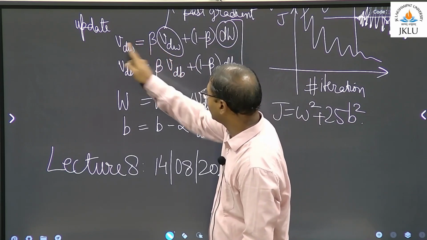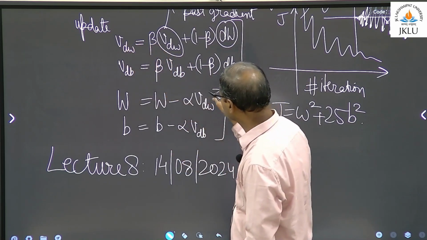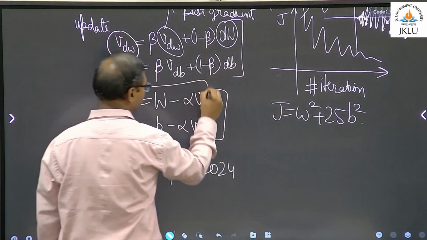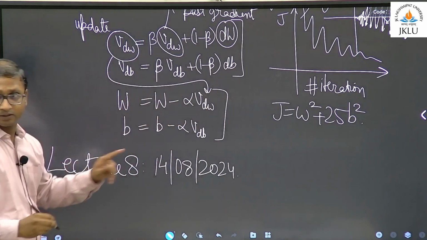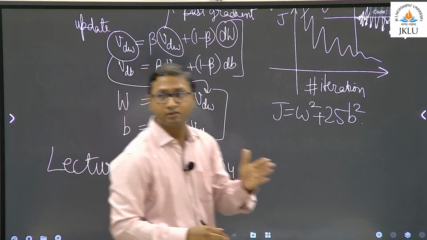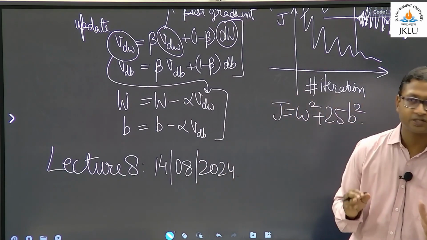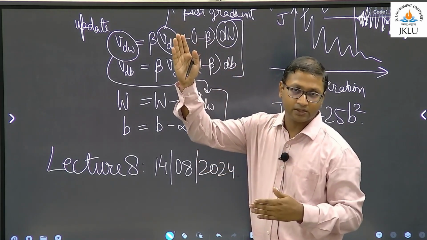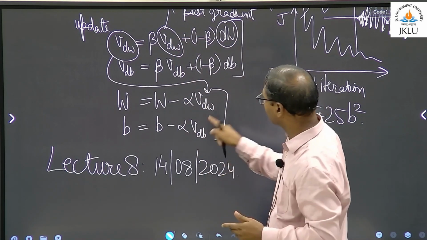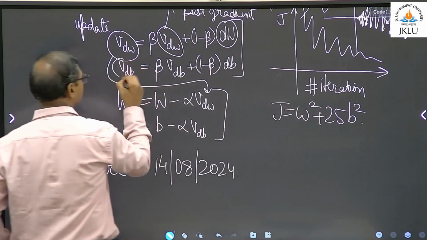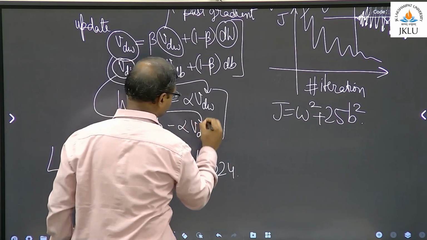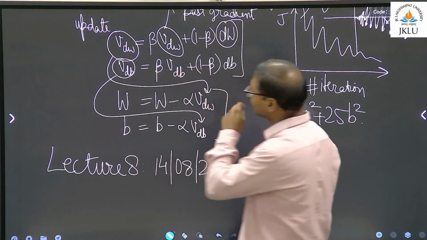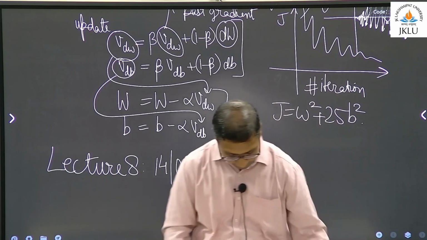So VdW, this VdW is something that I am using for my updates. So this quantity takes the place of gradients here. So then this quantity must be having dimensions of gradients only, right? Because I am using it where I was using grad J. Now same thing here, I have this quantity that comes here, okay? And so how do we define these VdWs now? That's what we are going to do.